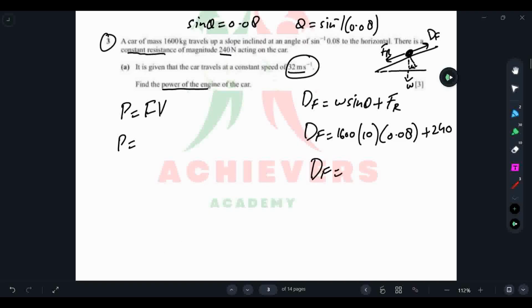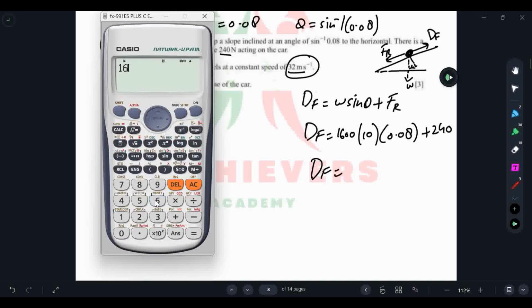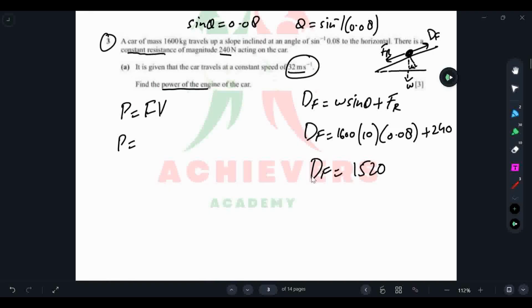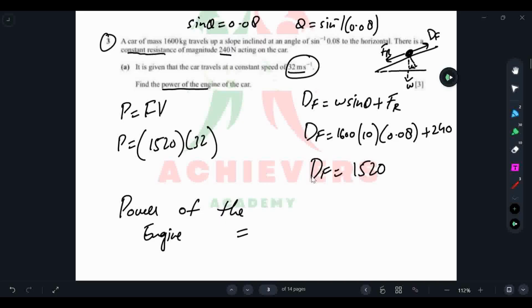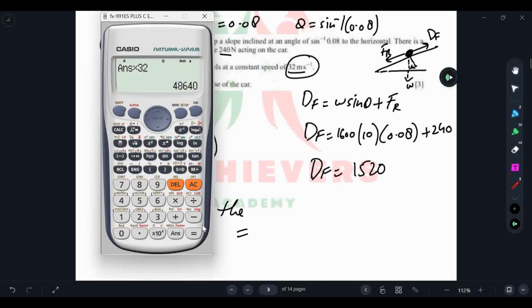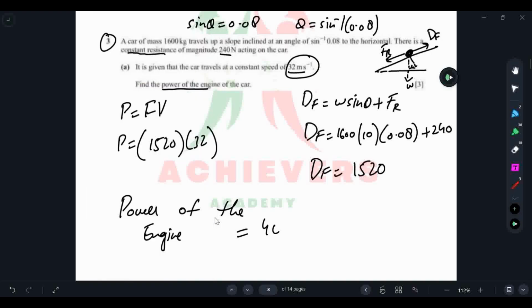So let's find out the driving force first. 1600 multiplied by 10 multiplied by 0.08 plus 240. This will be 1520. So the driving force is 1520. Now we just need to put it over here. 1520 into 32 will be the power of the engine. So the power of the engine will be equal to 1520 multiplied by 32, which is 48640. This will be the final answer.